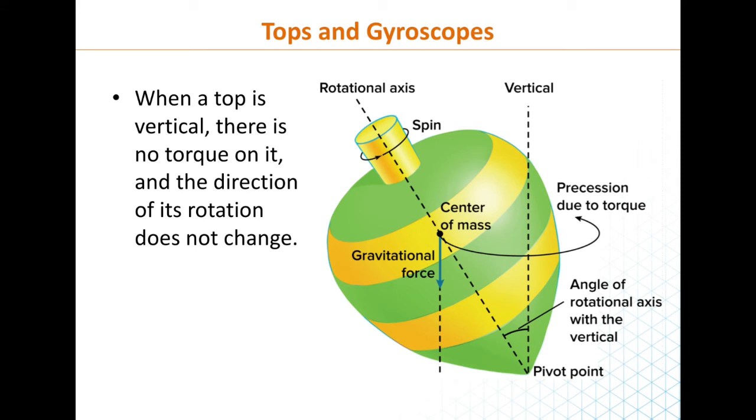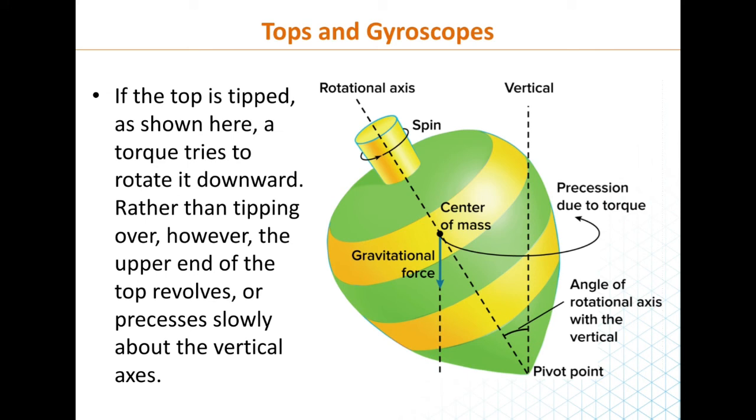The final subject that we have in this lecture, we will talk about tubes and gyroscopes. When a tube is vertical, there is no torque on it, and the direction of its rotation doesn't change. But if the tube is tipped, as shown here, a torque tries to rotate it downward rather than tipping over. However, the upper end of the tube revolves or precesses slowly about the vertical axis. What does that mean? To make this clear, we will see this video.